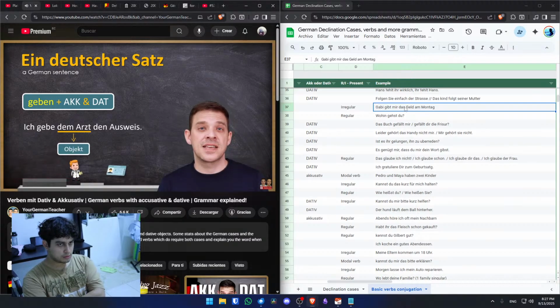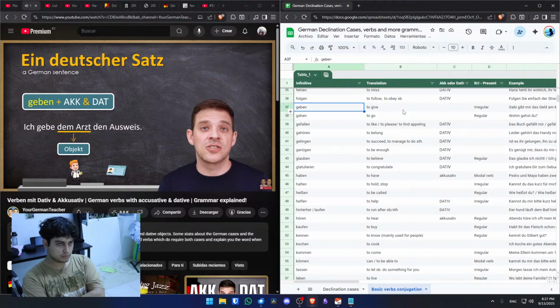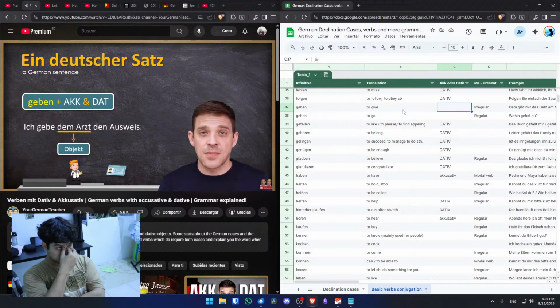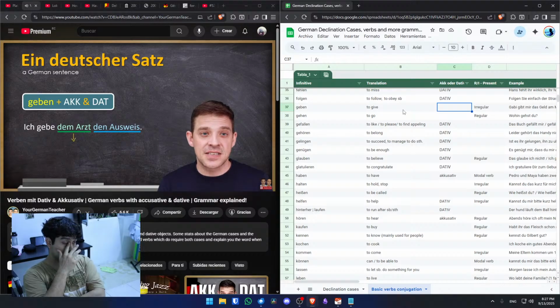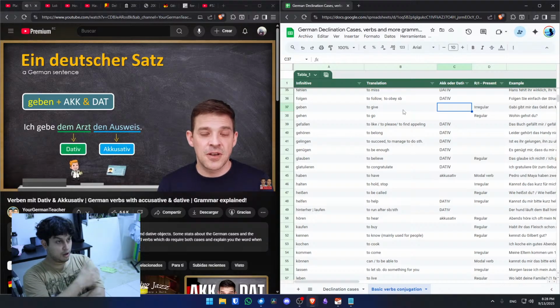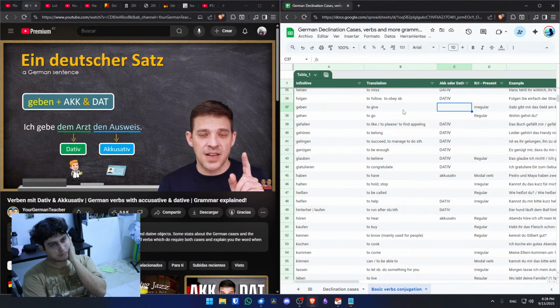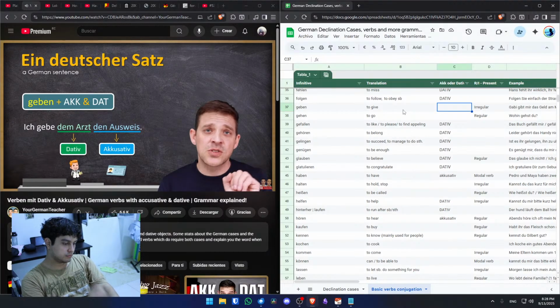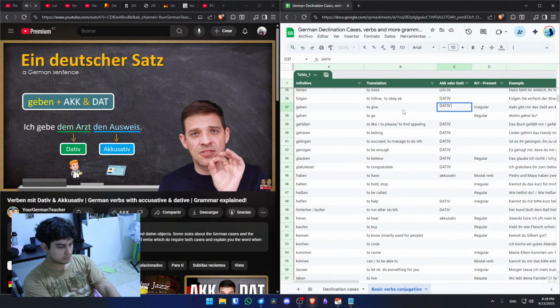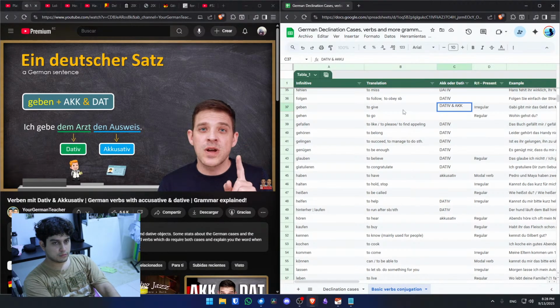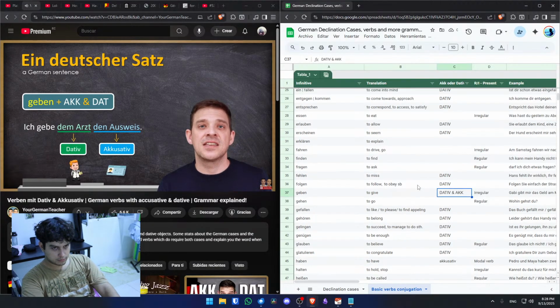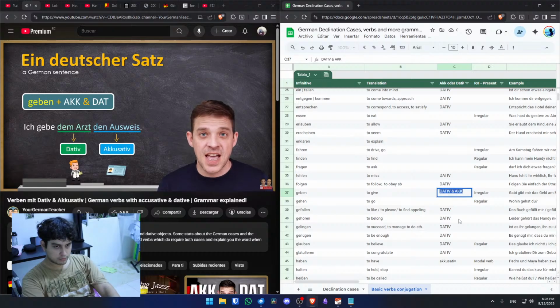Ich gebe dem Arzt den Ausweis. I give the doctor the ID card, or I give the ID card to the doctor. So, dem Arzt is object number 1 and den Ausweis is object number 2. And when we look at the cases, we see dem Arzt is Dativ and den Ausweis is Akkusativ. And that's important. Whenever you have two objects, in almost all cases, you have a person and another thing. The person is always in Dativ and the thing is always in Akkusativ.